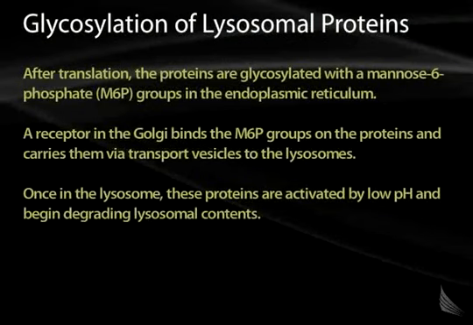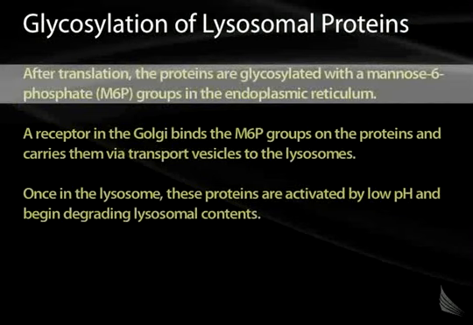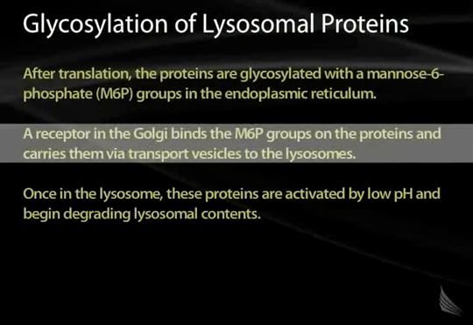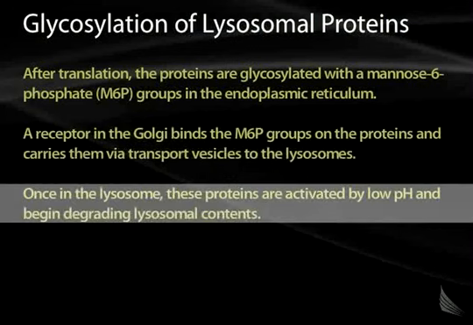So how do we ensure that these proteins make their way to the lysosome and not some other location? Well, the way that's done is that after translation, these proteins are glycosylated with a sugar that we call mannose-6-phosphate. This occurs in the endoplasmic reticulum of the cell. There's a receptor in the Golgi apparatus which recognizes and binds the mannose-6-phosphate groups and causes these proteins then to be sequestered in transport vesicles which carry them to the lysosomes. Once in the lysosomes, then these proteins are activated by the low pH environment there, and they can start functioning, that is, in degrading lysosomal contents.